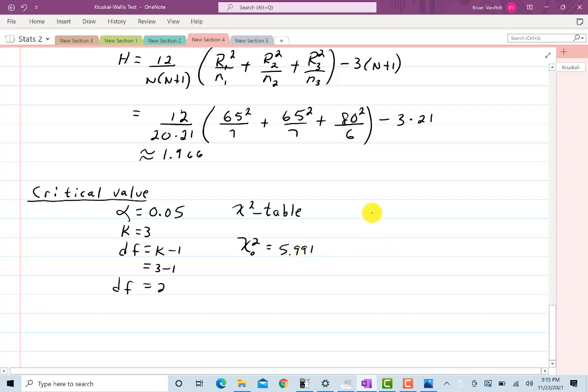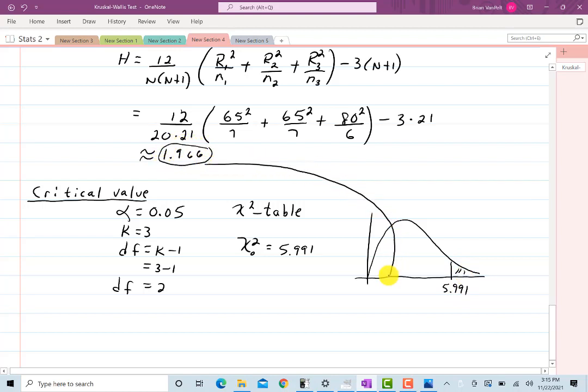So when we look at a picture of this, we're going to get something like this. And when we look at this guy here, it's safely in the non-critical region, so do not reject H naught.